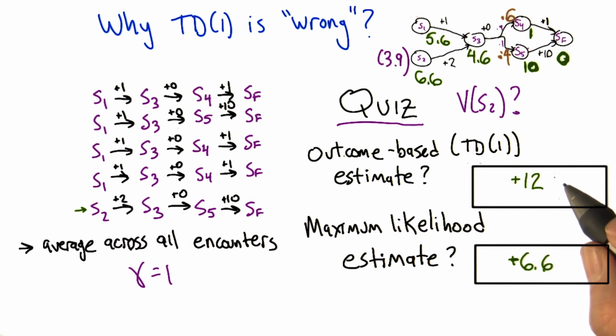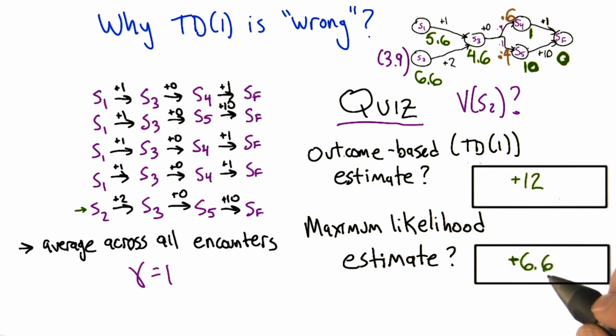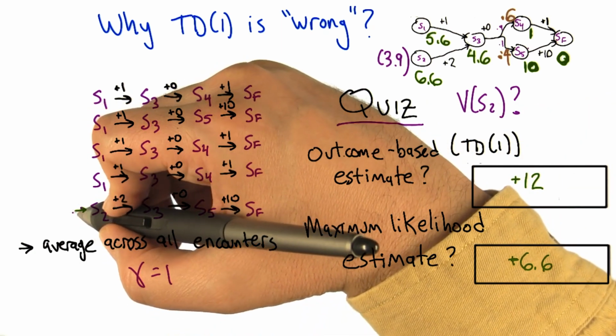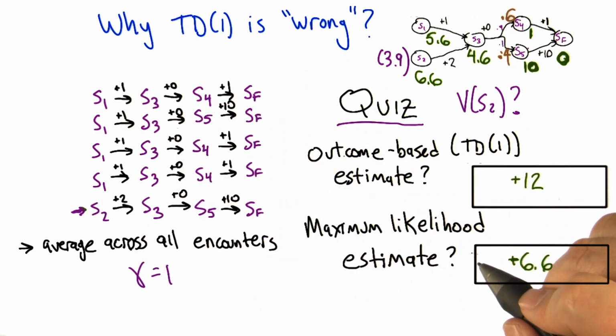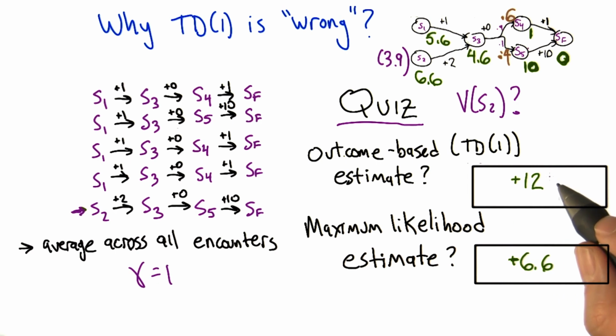Right. And so why in this case? What's the difference between these cases? First of all, why are these so far off? And second of all, why is the outcome-based one even further off than the maximum likelihood? Well, I think it's pretty simple. When we computed the outcome-based one, we basically only used one of the 5 trajectories to propagate information back. But when we did the maximum likelihood estimate, we used information from all 5 of the trajectories, even though we only encountered S2 once. And so that's just more information and it's more accurate.